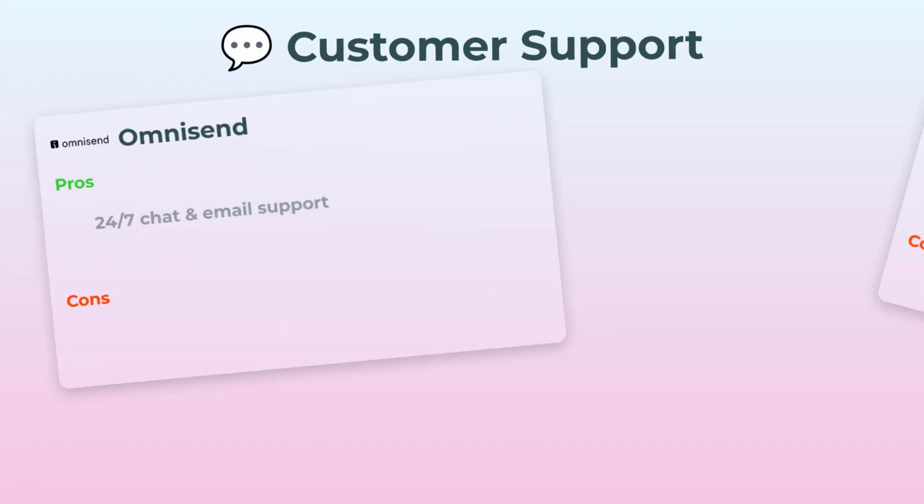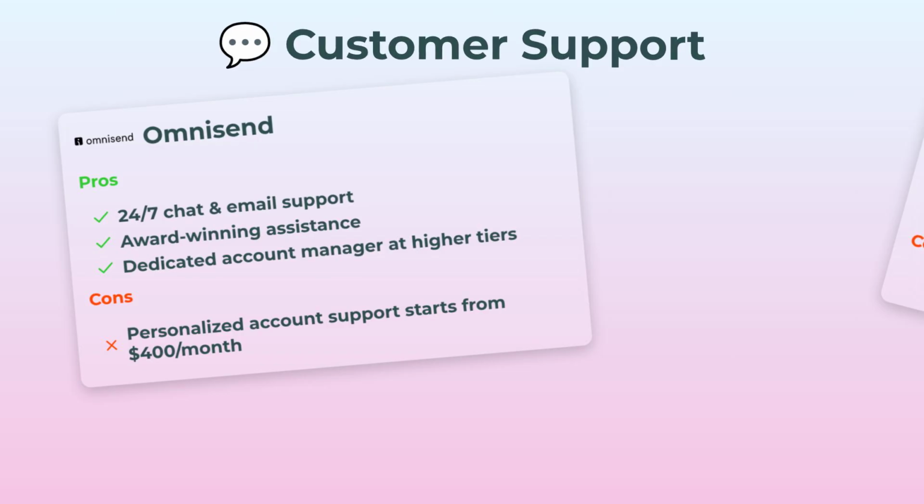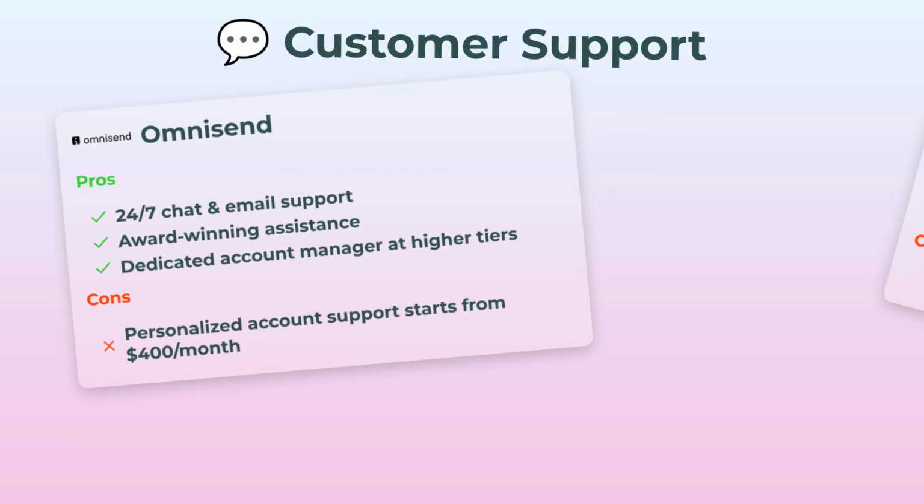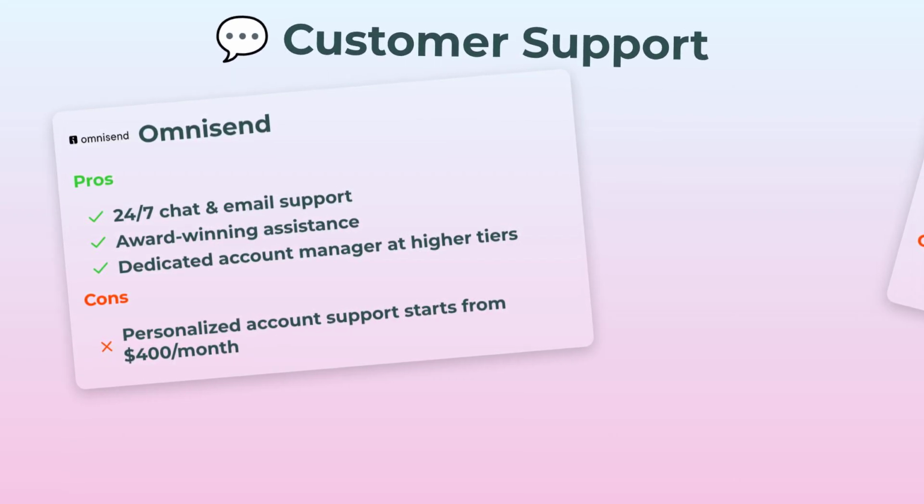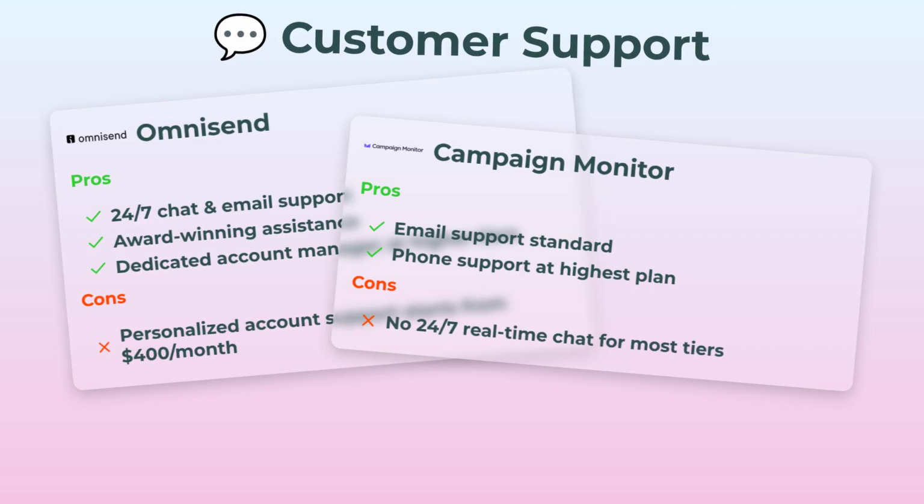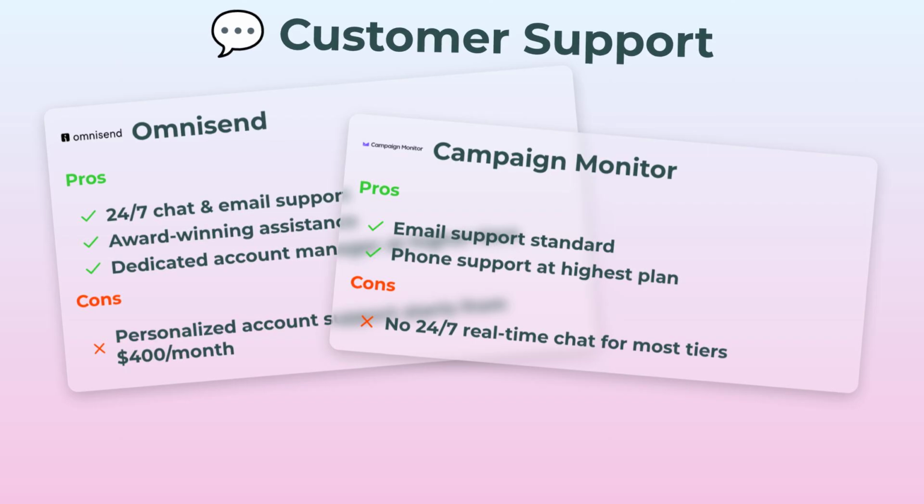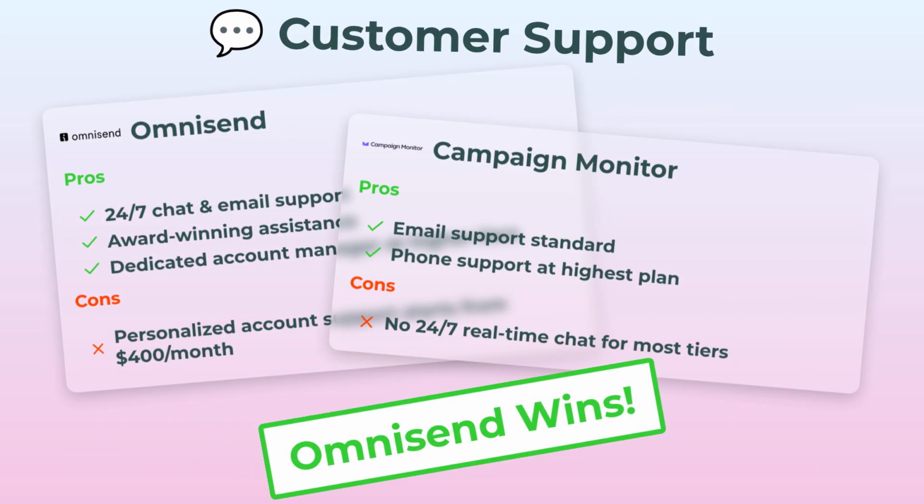Customer support is where some companies really drop the ball. But Omnisend, 24/7 chat and email support, award-winning help, and, if you bump up your plan, your own account manager, which sounds pretty swanky until you see it starts at $400 a month. Still, that's more attention than you'll get from most. Campaign Monitor keeps it simple. Email support for everyone, phone support if you're paying the big bucks, but most folks are flying solo. No live chat unless you pay more. So Omnisend's stepping it up here.